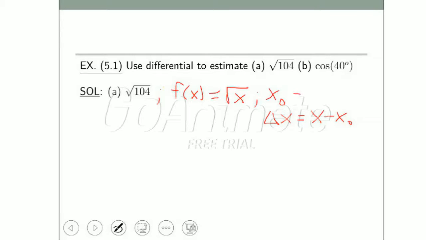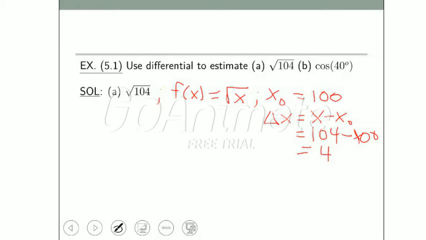Well, x naught is 100, right? And we want to approximate the square root of 104, so x must be 104. And since x naught is 100, then change in x is just 4.